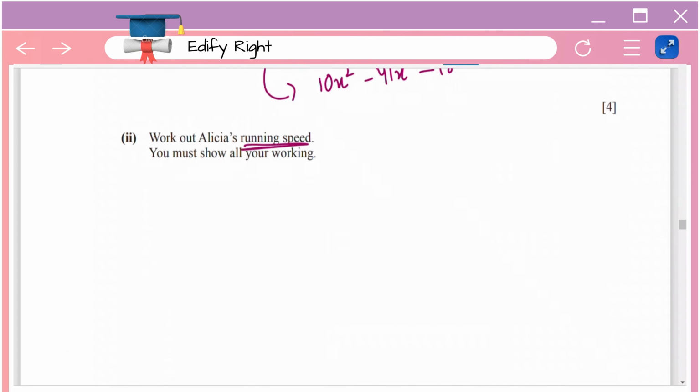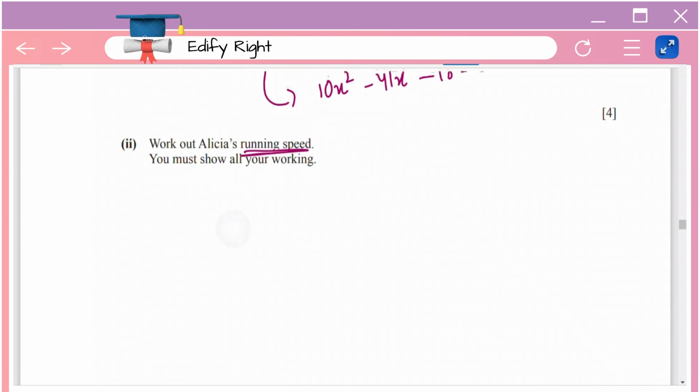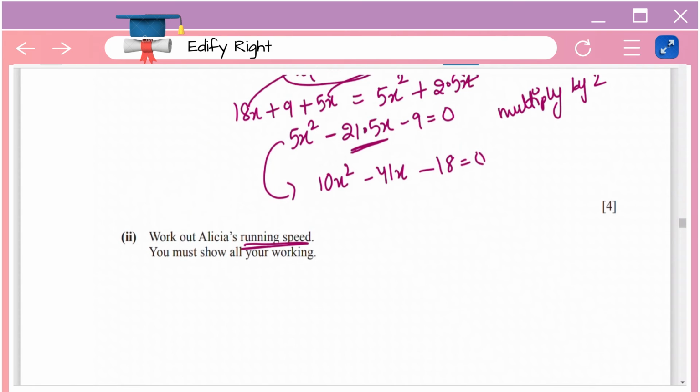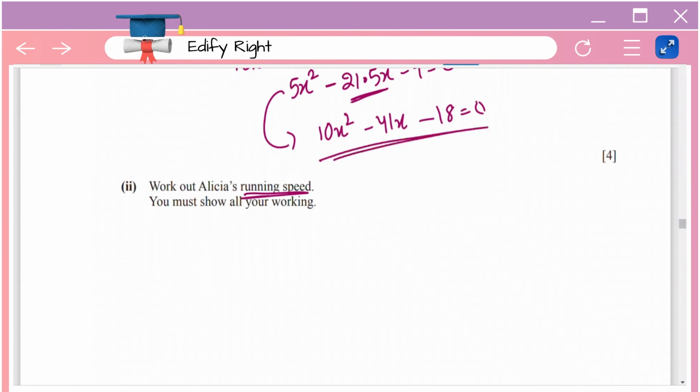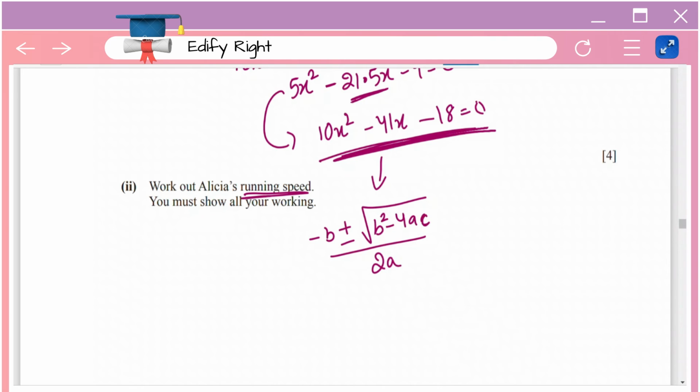Next, we have work out Alicia's running speed. You must show all your working. So here, to find out Alicia's running speed, we just need to find x. So this is the expression. We just need to find x, which is to find out the running speed. So the first thing I'm going to do here is, let's just use the formula minus b plus or minus root over b square minus 4ac upon 2a to figure out the roots of this equation.